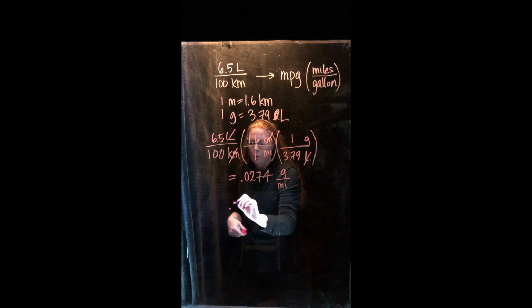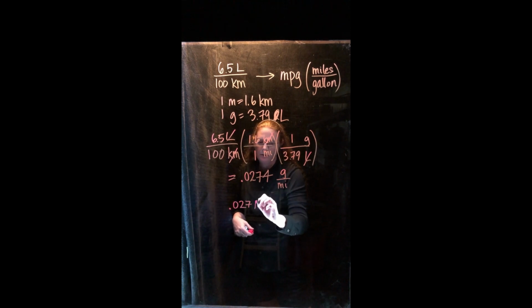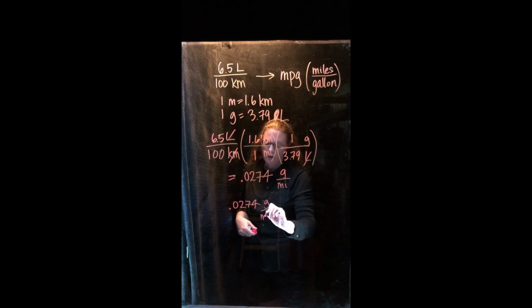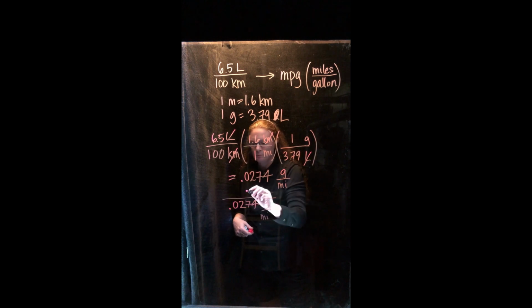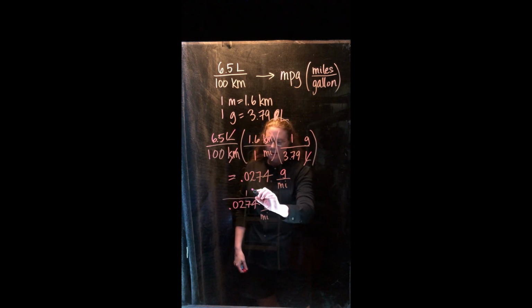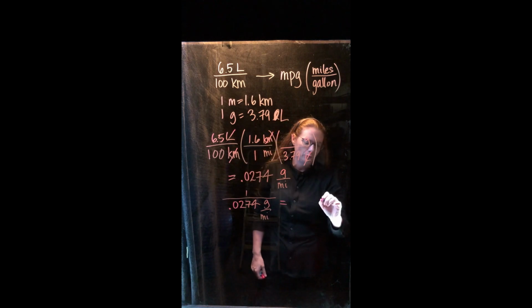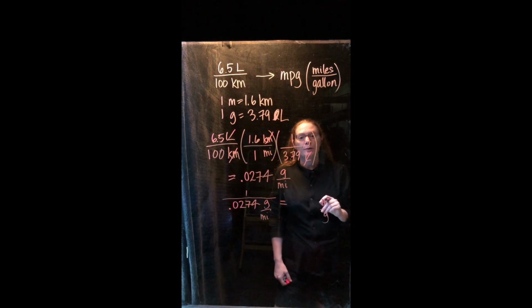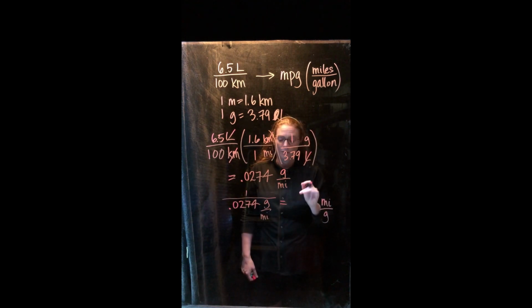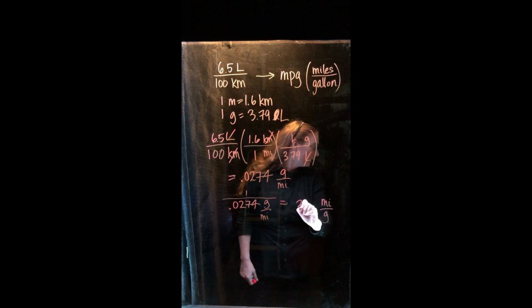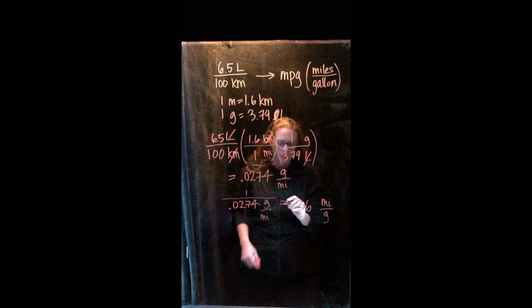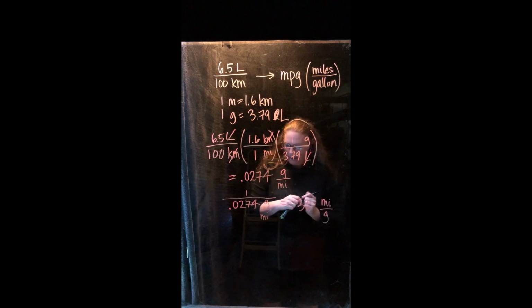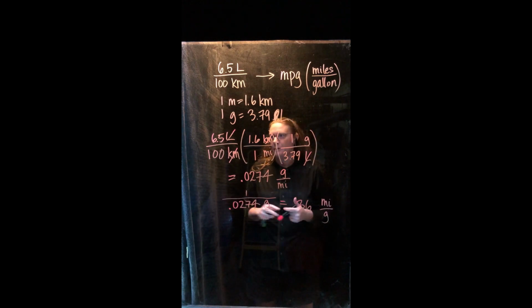So if we have 0.0274 gallons per mile, we're just going to take 1 over that. Because if you do 1 over gallons per mile, that's going to give you miles per gallon. So do 1 over 0.0274, and you're going to come up with something much more reasonable for mileage. You're going to come up with about 36 miles per gallon. And that's totally a reasonable mileage.